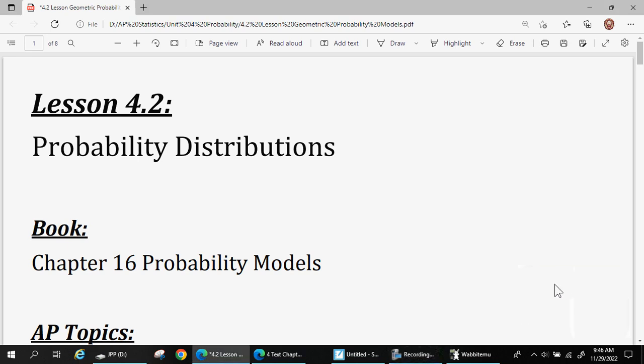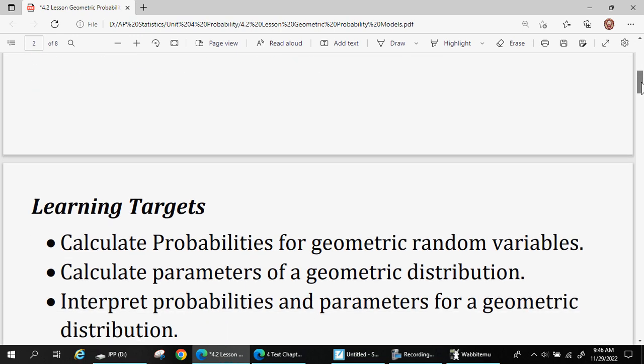Yeah, today we're going to continue our discussion on random variables. And in talking about random variables, we talked about their probability models, the distribution of possible outcomes, and the likelihood that they happen. And so we have a couple special probability models we're going to talk about now. The first one being the geometric probability model.